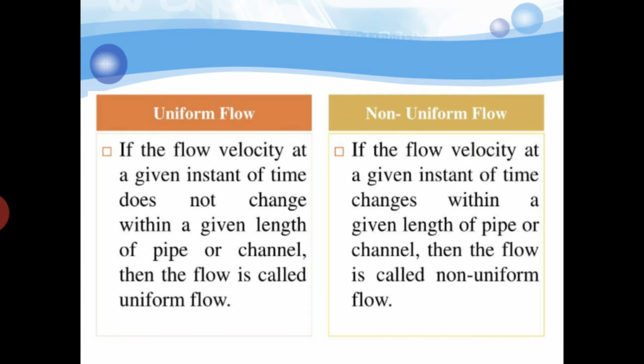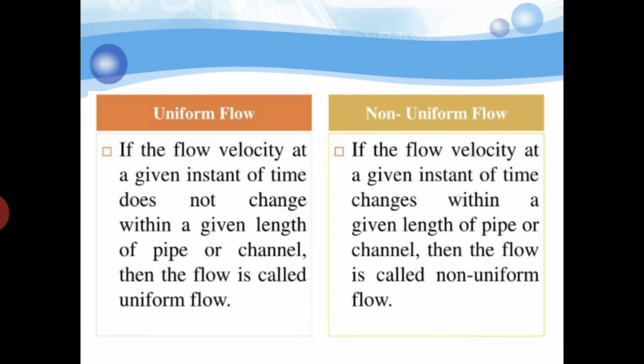If the flow velocity at a given instant of time does not change within a given length of a pipe or a channel, then the flow is called uniform flow. If the flow velocity at a given instant of time changes within a given length of the pipe or a channel, then the flow is called non-uniform flow. So in the exam, if they ask what is the difference between uniform flow and a non-uniform flow, you can write: if the flow depth remains constant throughout the length of the channel, hence the velocity will remain constant, then ∂V/∂x is equal to 0. That means the velocity is constant.